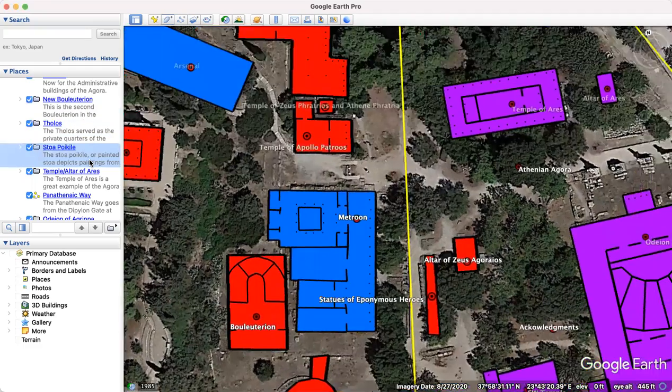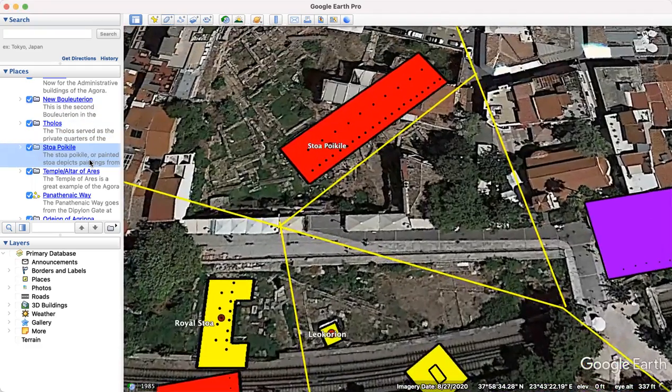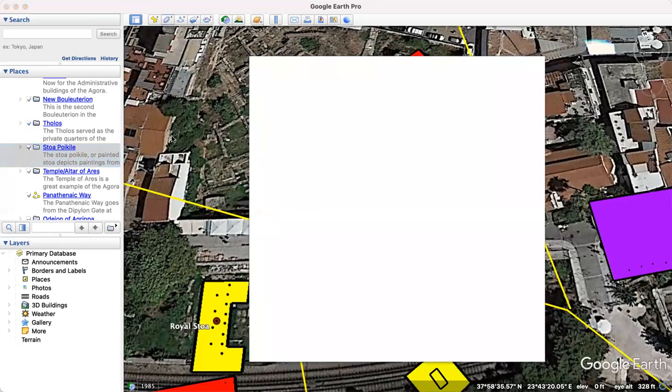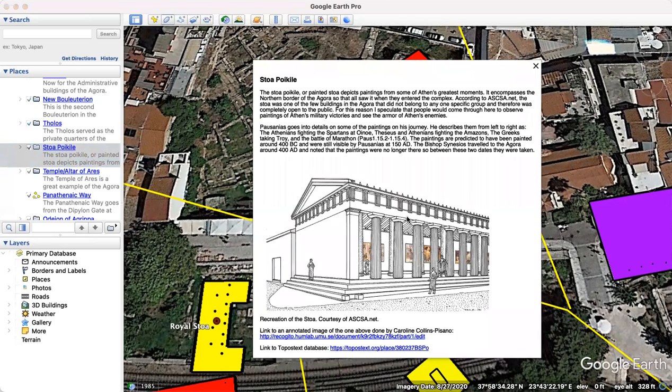Okay. Another example of growing Athenian power and cultural power was the Stoa Poikile, known as the Painted Stoa. It housed paintings from some of Athens' greatest military achievements. It encompasses the northern border of the Agora, and most people would have seen this right as they enter the complex. And one of the greatest things about this building is it's one of the few that's not owned by a specific cult or administrative duty, and therefore all people are able to go through it at all times.